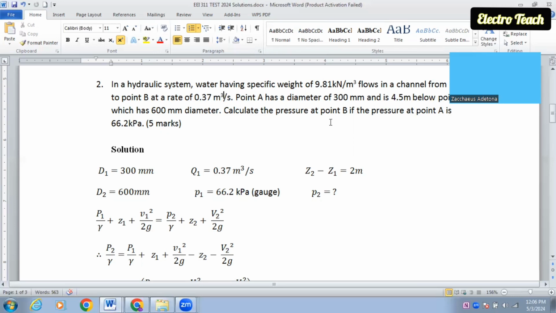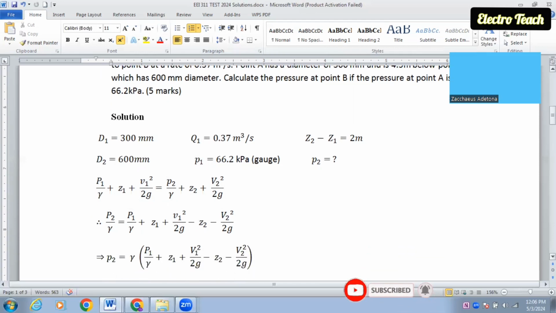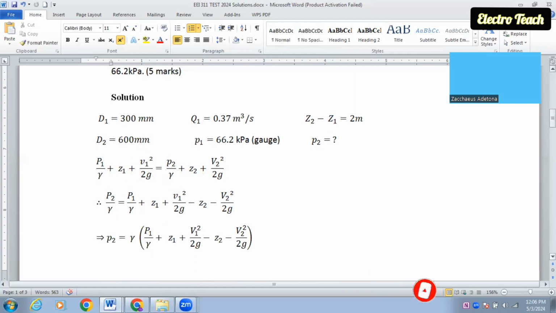The pressure at point A is 66.2 kilopascal. All right, so we want to determine the pressure at point B, if the pressure at point A is 66.2 kilopascal. Here we have the solution. We have the diameter of the pipe at point 1 is 300 millimeter. The volumetric flow Q1 at point 1 is 0.37 meter cube per second.